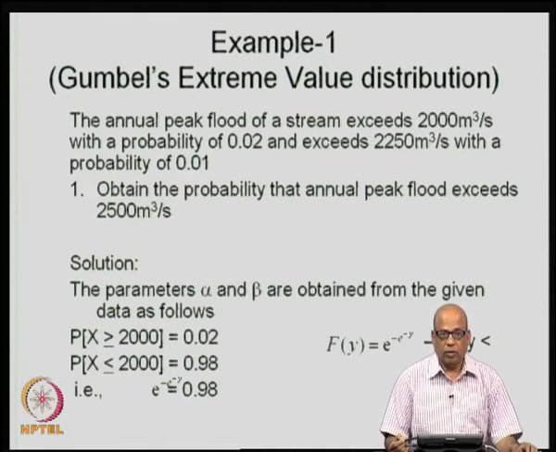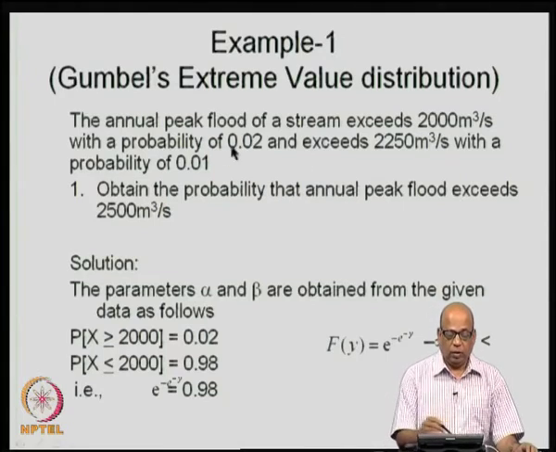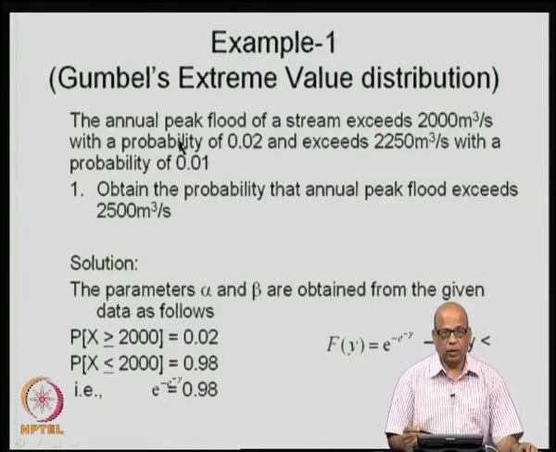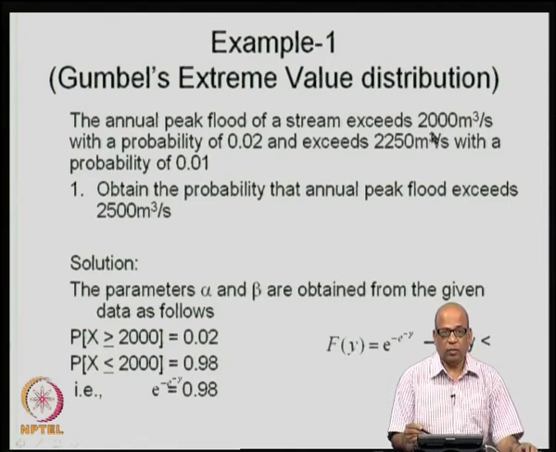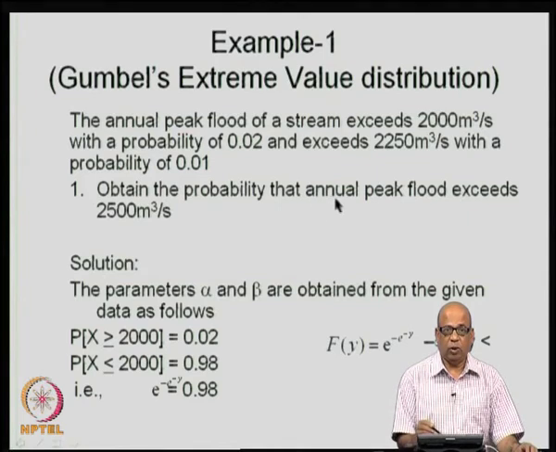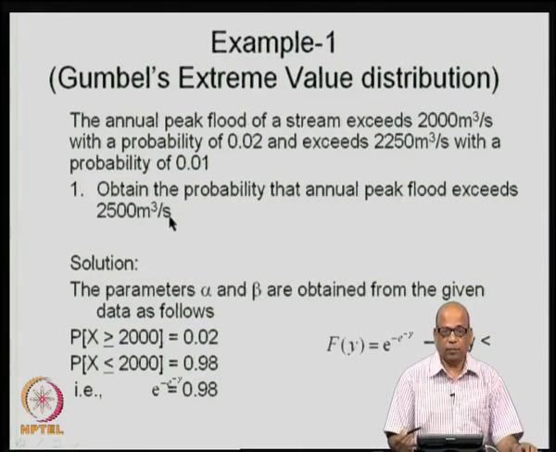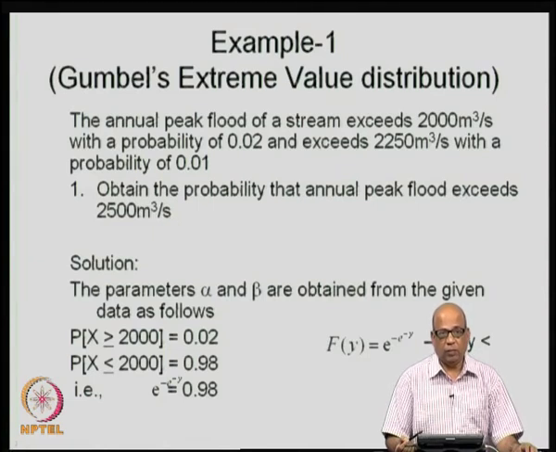If we are looking at the positive extreme value, which means the peak floods or the peak runoff and so on, we will take this example which demonstrates the positive extreme values. The annual peak flood of a stream is known to exceed a value of 2000 meter cube per second with a probability of 0.02, and to exceed a value of 2250 meter cube per second with a probability of 0.01. So, these are known from the samples, and then we need to obtain the probability that annual peak flood exceeds 2500 meter cube per second, assuming of course, that the peak flood follows a Gumbel's extreme value distribution.